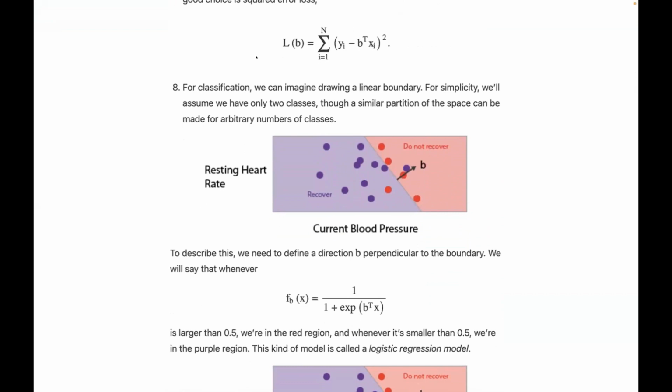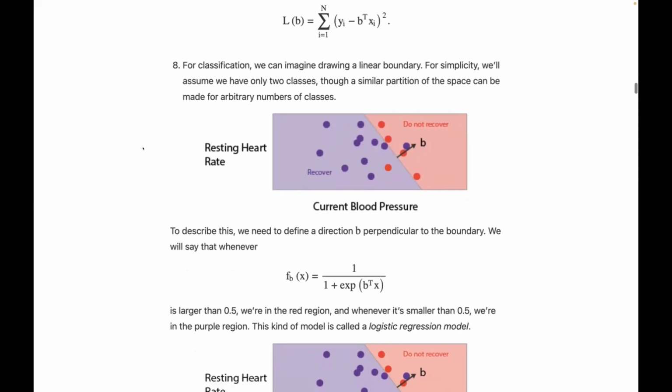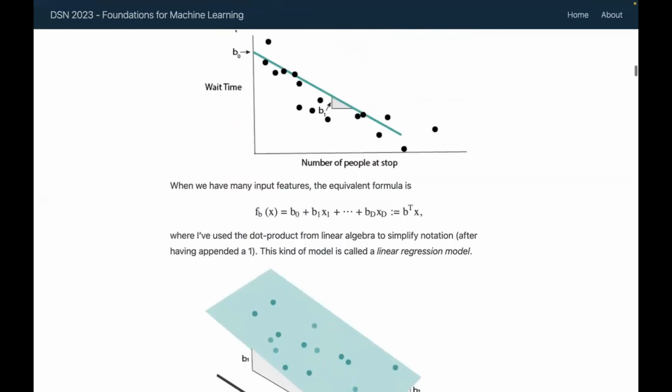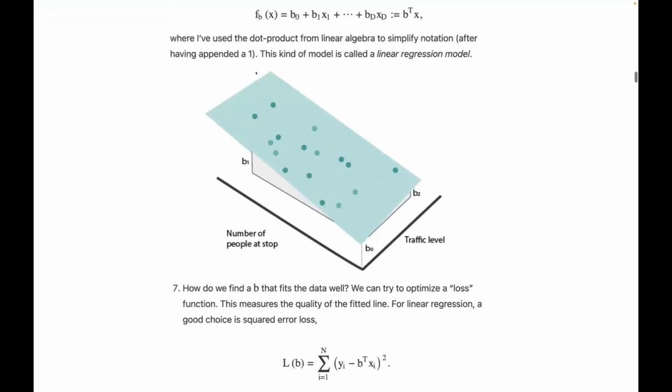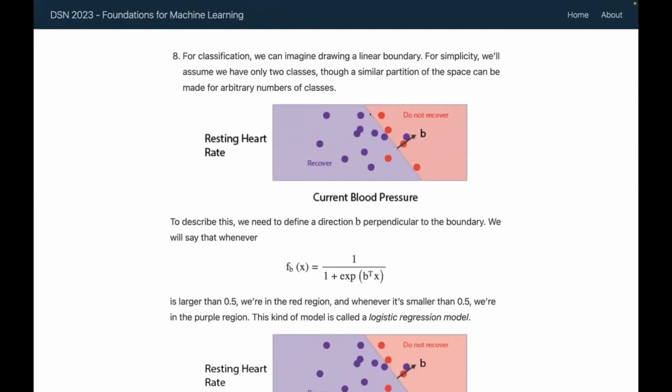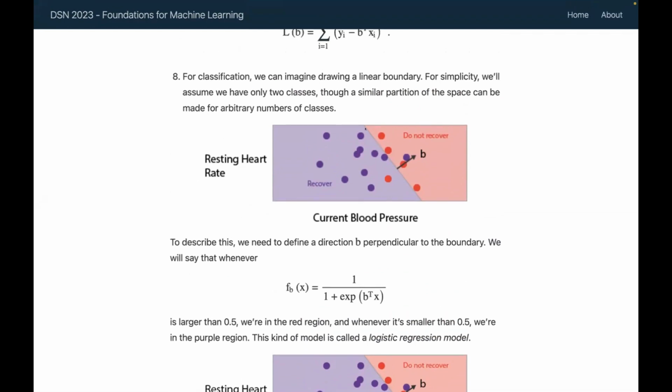So that would be for just continuous response. But then for categorical response, if you have different classes, like recover or don't recover, here it's no longer a line, like a curve through some continuous space. Instead, you think of it as a linear boundary, right? So here I'm drawing this straight line to separate the two colors in this space.